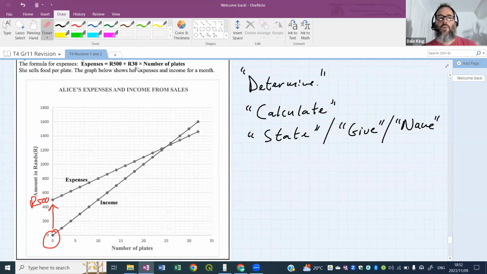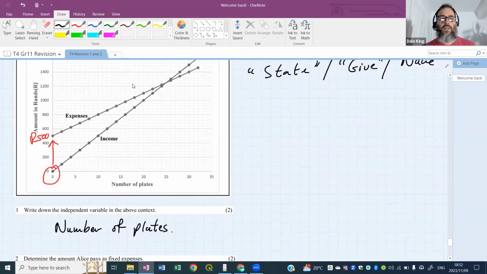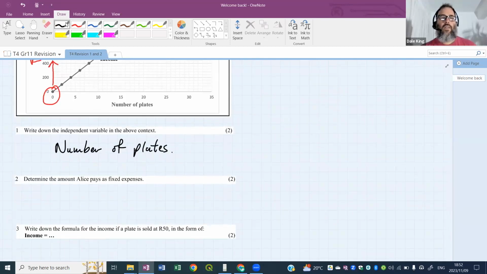But like we said, we spoke about this in the equation. The 500 Rand is the fixed expense. It's shown right there in the equation. So you just have to write down 500 Rand like you guys did.